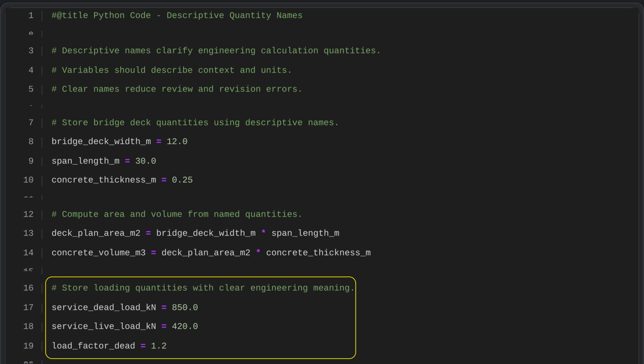The bridge load calculation begins with a service dead load of 850 kilonewtons, representing the bridge's constant self-weight, and a service live load of 420 kilonewtons from traffic and other temporary effects. A dead load factor of 1.2 is also used as a safety multiplier to account for uncertainty. Together, these values support the safe calculation of the total load the bridge must carry.